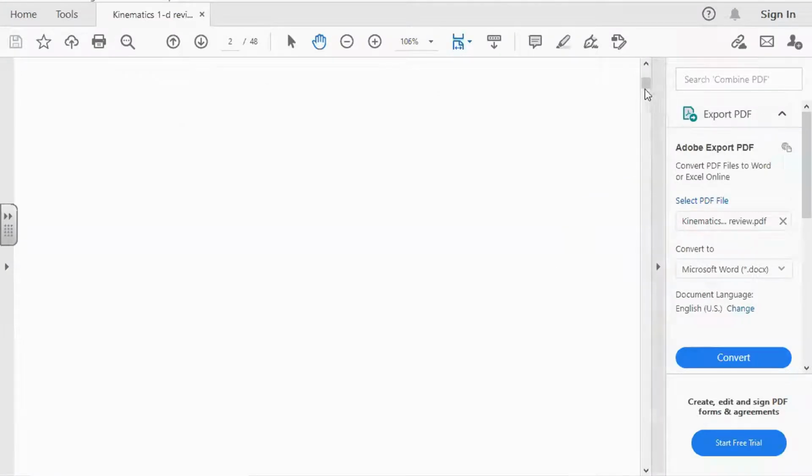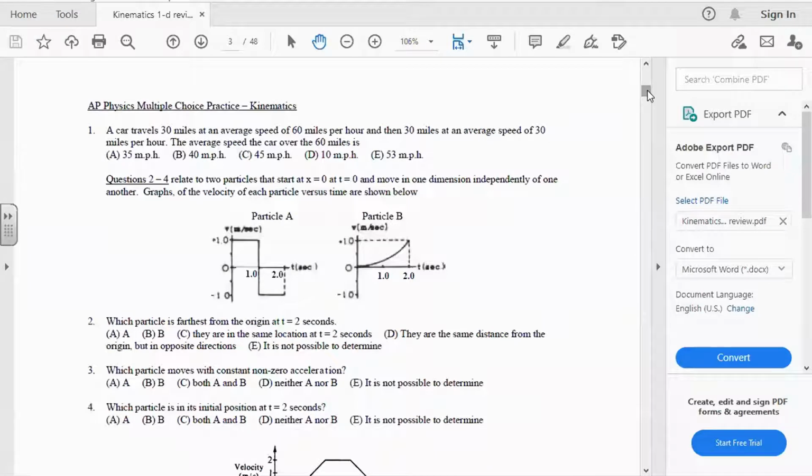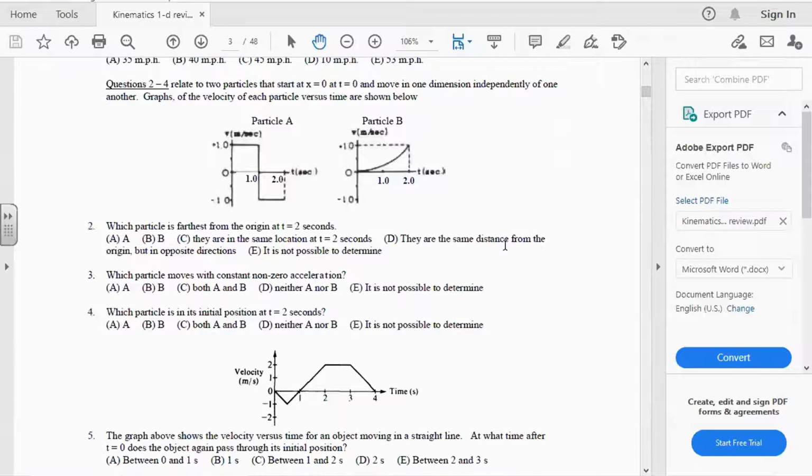So we are going to look at some of these problems, and as I said, I have a list of problems that we're going to go through. So we're going to go through the first couple. I'm going to skip number 1, and we're going to go to 2, 3, 4, and 5. It's important that you understand how to read a velocity time graph, so I picked a couple that have velocity time graphs.